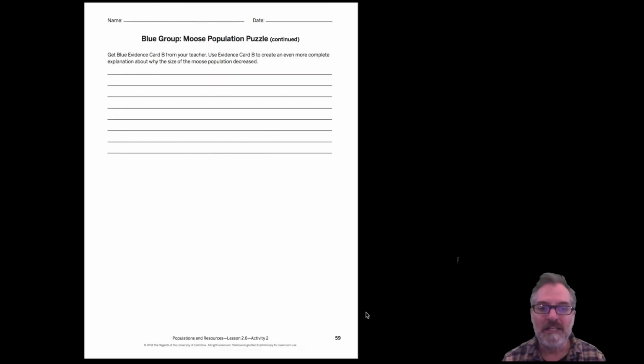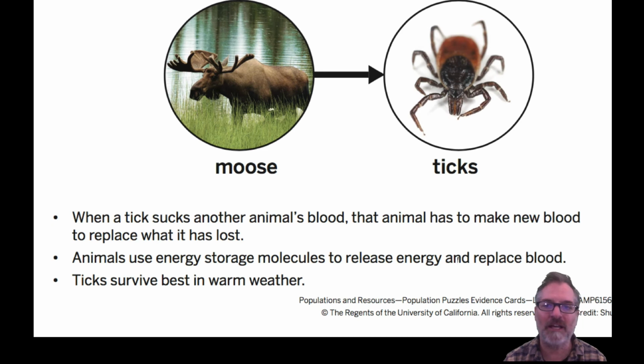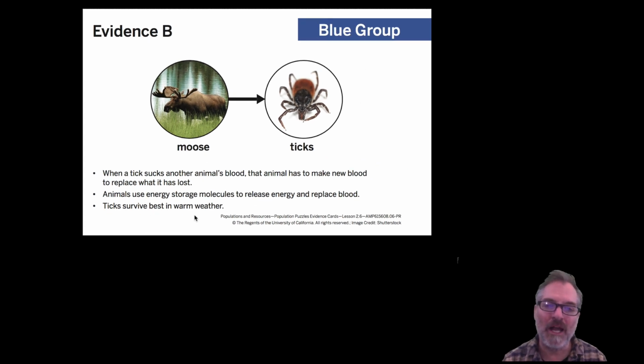Okay? Now, let's go to the last evidence card, which is going to be evidence card B, and it looks like this. When a tick sucks another animal's blood, that animal has to make new blood to replace what it has lost. Right, you're losing blood, your body's going to make more blood. Animals use energy storage molecules to release energy to replace the blood. And ticks survive best in warm weather. So now you've got some more evidence.